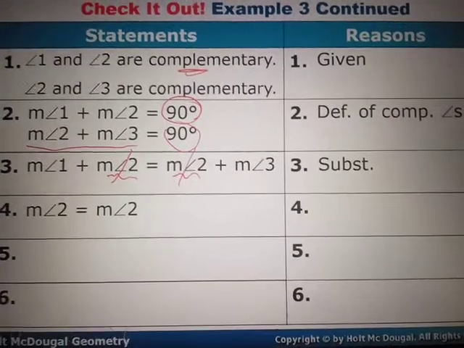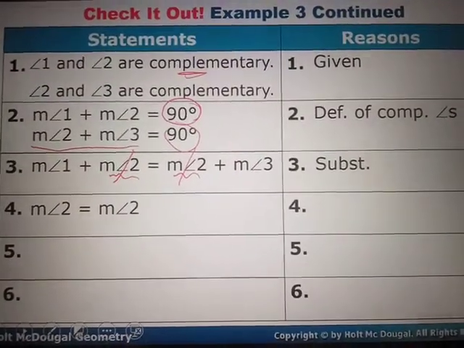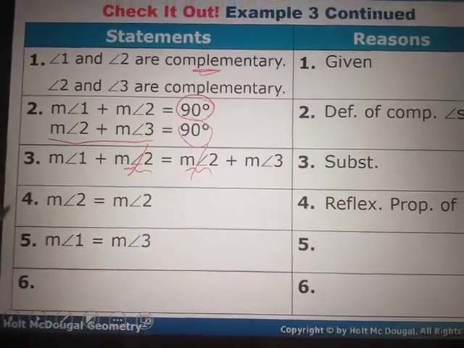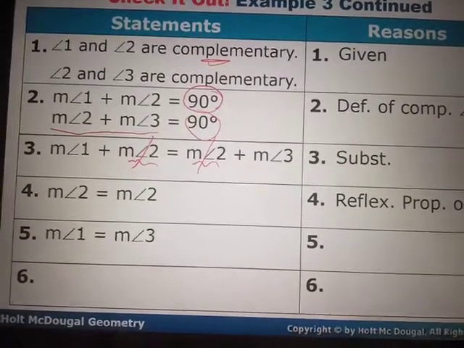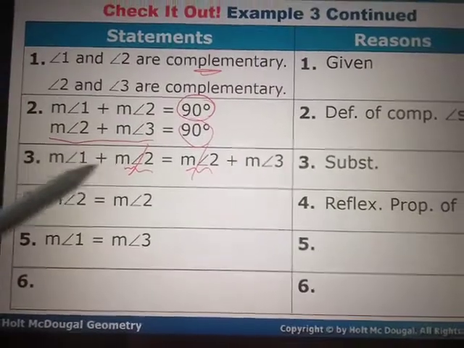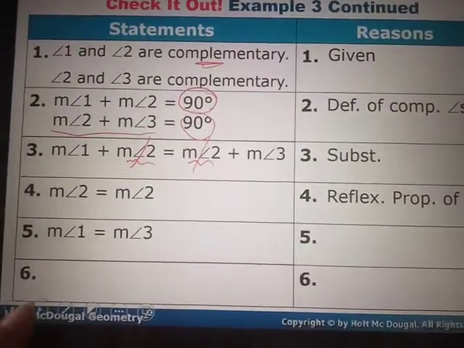Measure angle 2 equal measure angle 2. It's reflexive property of equality. So measure angle 1 equal measure angle 3. From where? From subtraction property of equality. I subtracted measure angle 2 from both of sides.